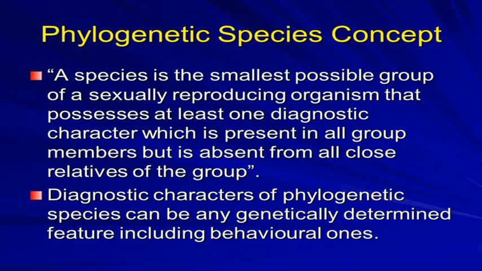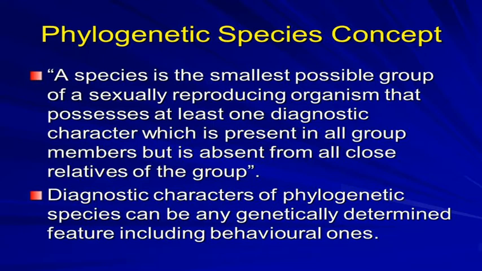This is the phylogenetic species concept. What is this? A species is the smallest possible group of sexually reproducing organisms that possesses at least one diagnostic character which is present in all group members but is absent from all close relatives of the group.